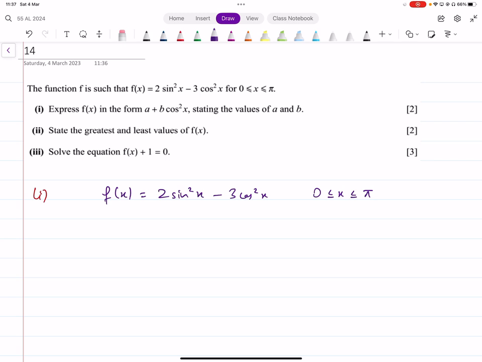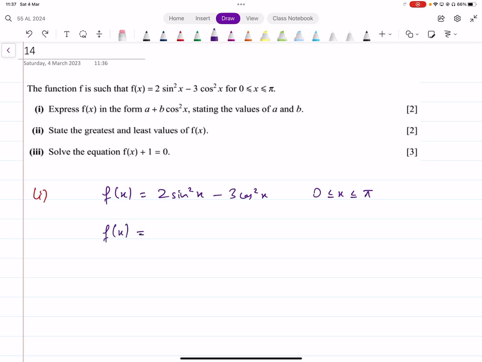In the first part it says express f of x in this form a plus b cos square x. इस form में convert करना है इसको. How can we do that? That's pretty straightforward. Sin square को आपने बस 1 minus cos square कर देना है और simplify कर देना है. ठीक है?